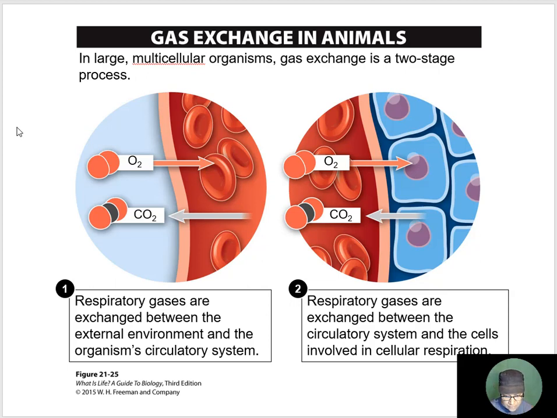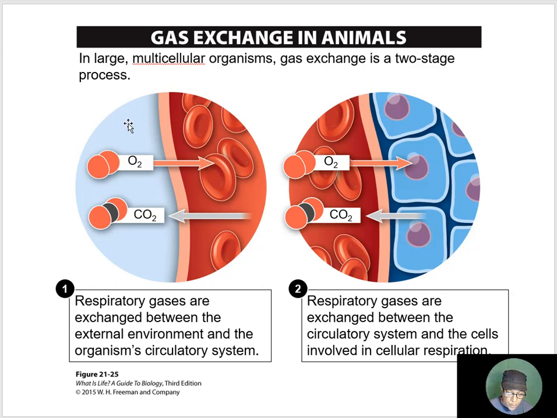But now let's take a closer look at how the gas is actually getting exchanged between the blood and the cells themselves. All right. So in large multicellular organisms, gas exchange is this two-stage process. So number one, respiratory gases are exchanged between the external environment and the organ's circulatory system. We breathe air in, right? And then these respiratory gases are exchanged between the circulatory system and the cells involved in the cellular respiration.